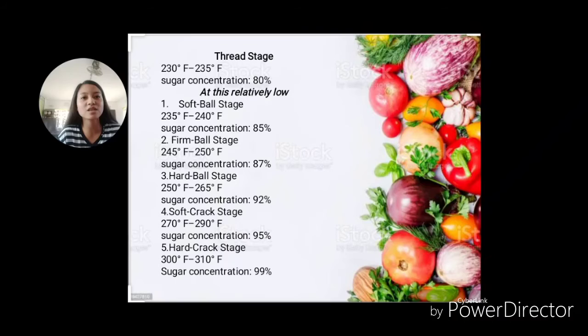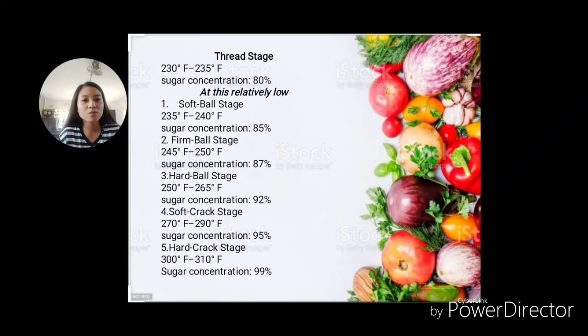This is the thread stage, 230 degrees Fahrenheit to 235 degrees Fahrenheit. Sugar concentration 80%. Soft ball stage, 235 degrees Fahrenheit to 240 degrees Fahrenheit. Sugar concentration is 85%. Firm ball stage, 245 degrees Fahrenheit to 250 degrees Fahrenheit. Sugar concentration is 85%. Hard ball stage, 250 degrees Fahrenheit to 265 degrees Fahrenheit.